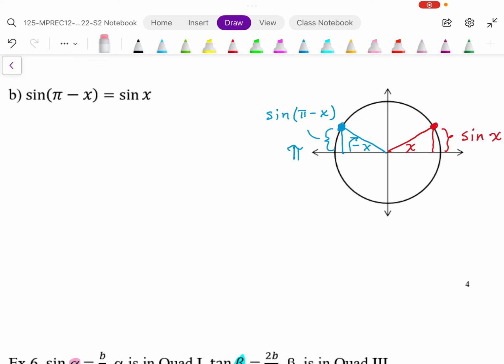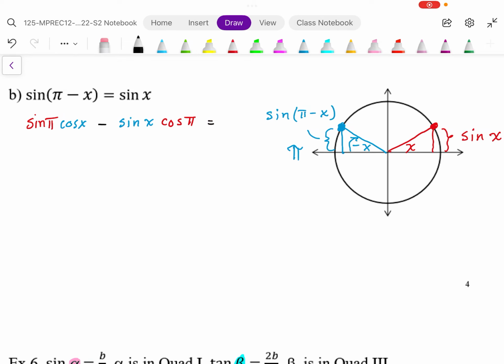So this one here we can also just apply the formula. So I can apply my sine formula. It's going to be sine pi cos x minus, for the subtraction formula for sine is going to be minus sine x cos pi. Okay, and that's going to be equal to the right-hand side, which is sine x.